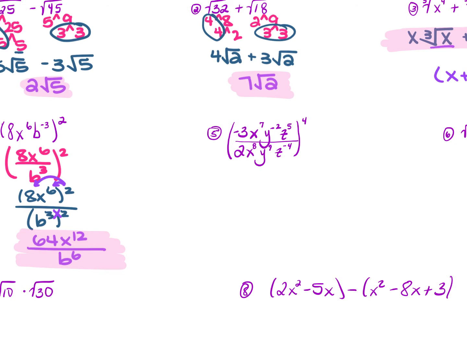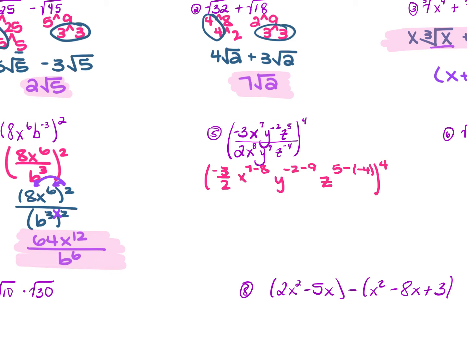When we have the same base and it's on the top and the bottom of our fraction, we keep the base, subtract the numerator's power from the denominator's power. So this is going to give us negative 3 over 2 times x to the 7th power minus the 8th power, y to the negative 2nd power minus the 9th power, z to the 5th power minus the negative 4th power. And this is all raised to the 4th power.